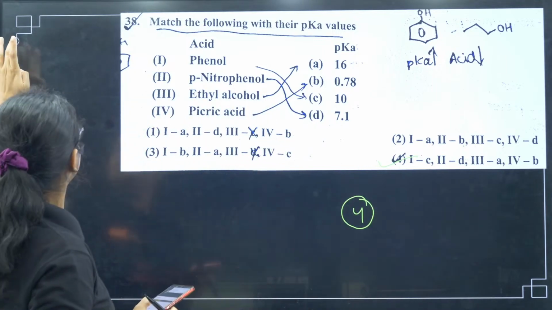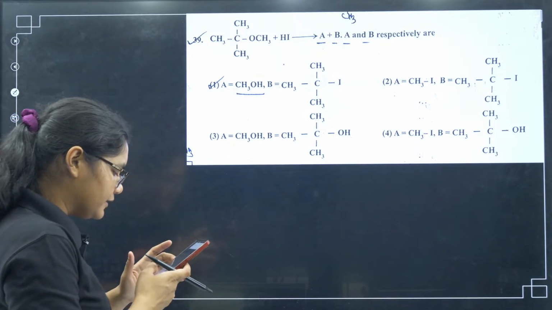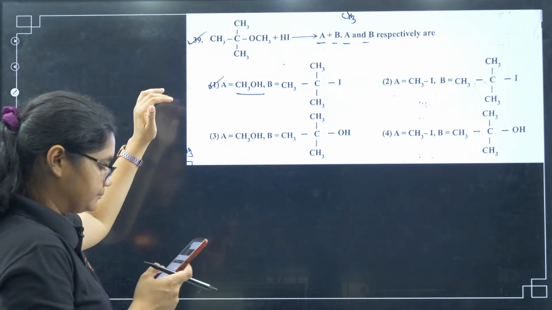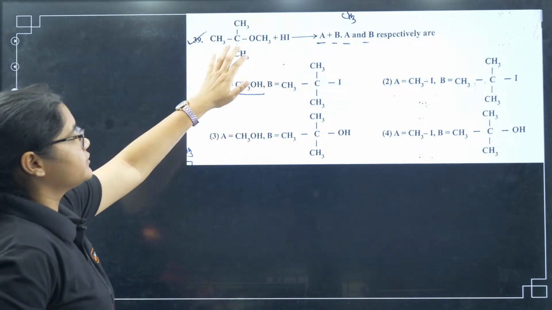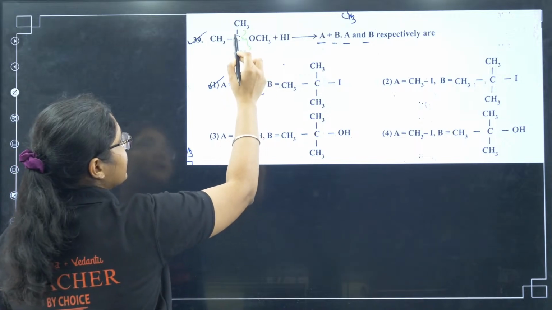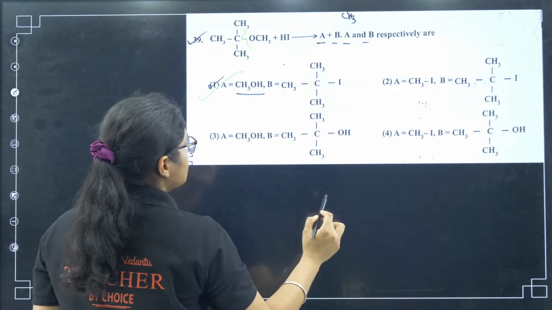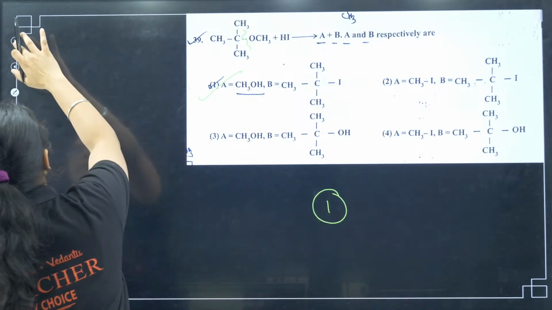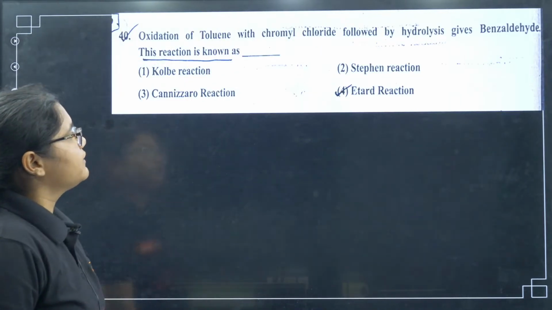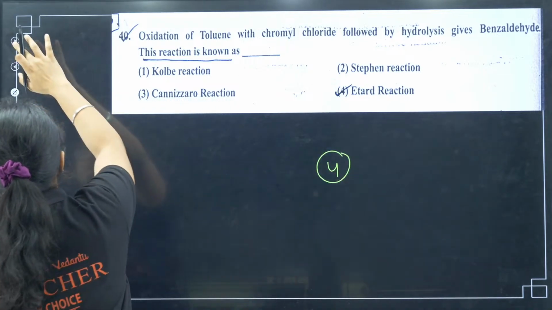Okay, next moving to question number 39. Here we have A and B, which we have discussed, right? With HI, this bond will break, and here you will get an iodine product and here you will get CH3OH, so that is option number 1. Next, oxidation of toluene with chromyl chloride is the Etard reaction, that is option number 4.